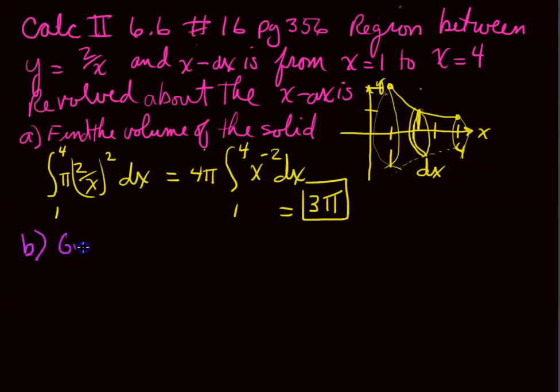If we are given that the delta, the density, is now a function of x, and it is the square root of x, find the center of mass.